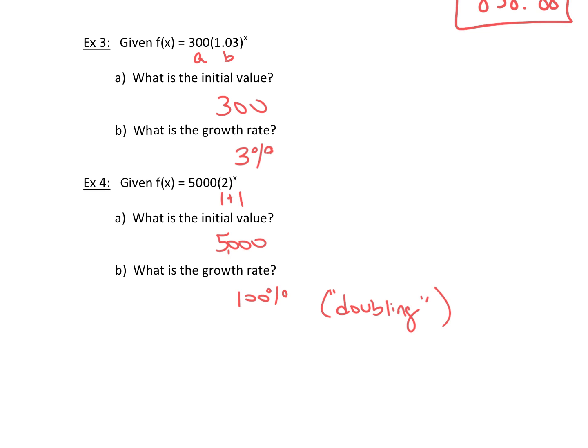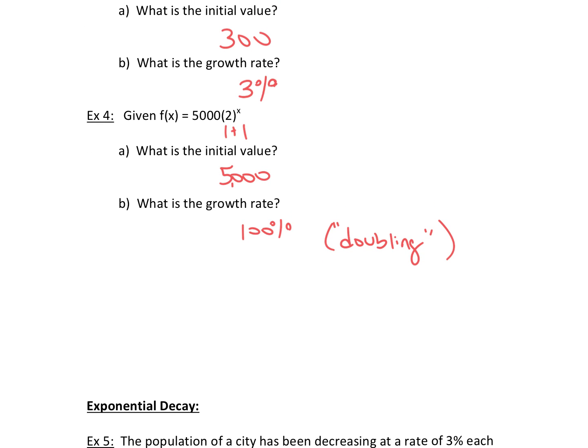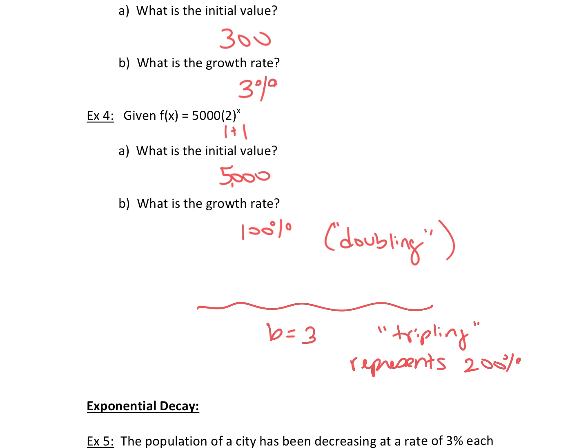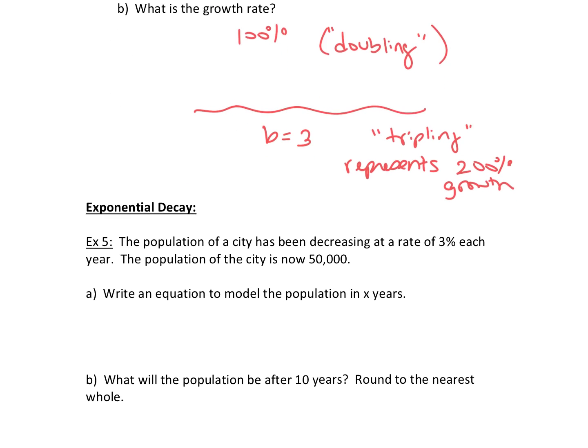Okay, so think about when something is tripling, what's my B value going to be? If I have a tripling, then my B value is going to be 3. It's an increase of 200%. So just as another aside, if my B value is 3, then this is tripling, right? But this represents what percent growth? It's a 200% growth, because it's increasing by 200% on its original amount.